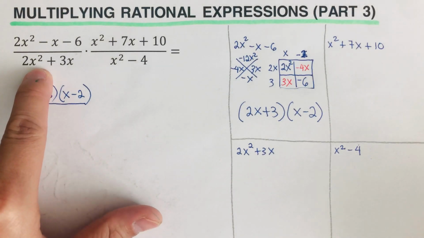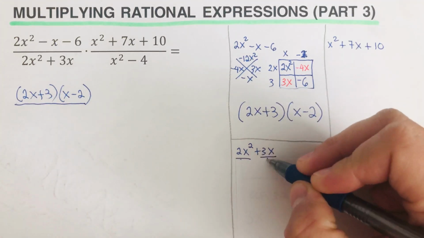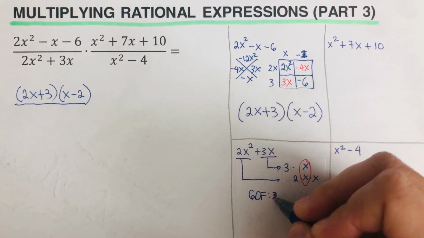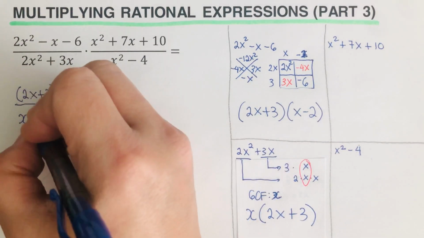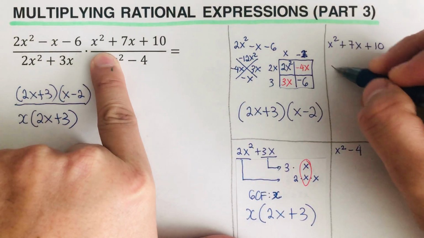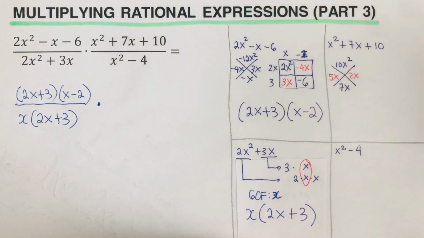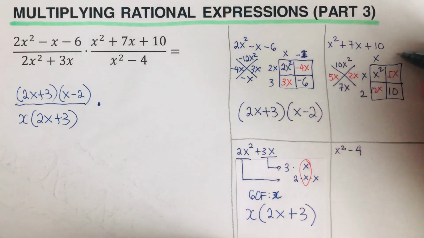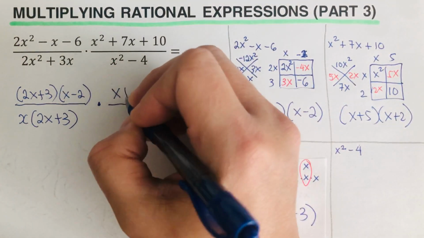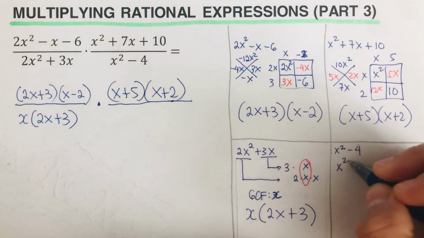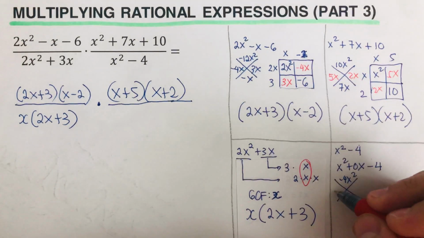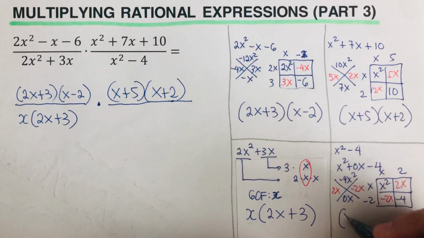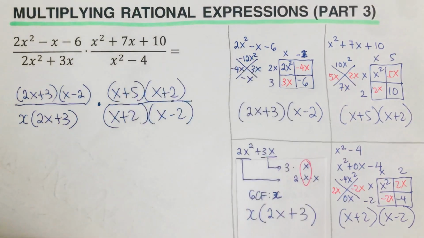Okay, the next thing that I would do is to factor this out. I will factor out the GCF first. Okay, we move on to the second step.